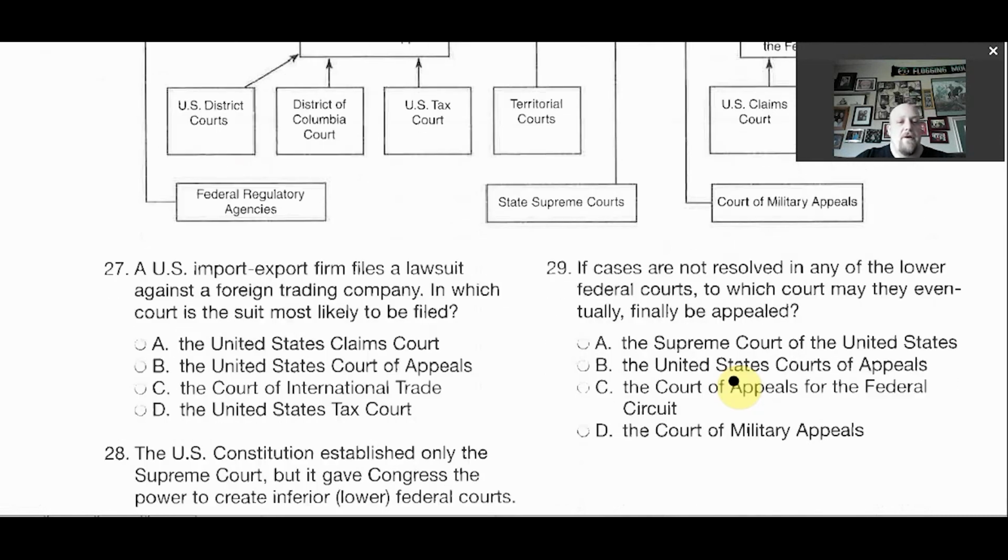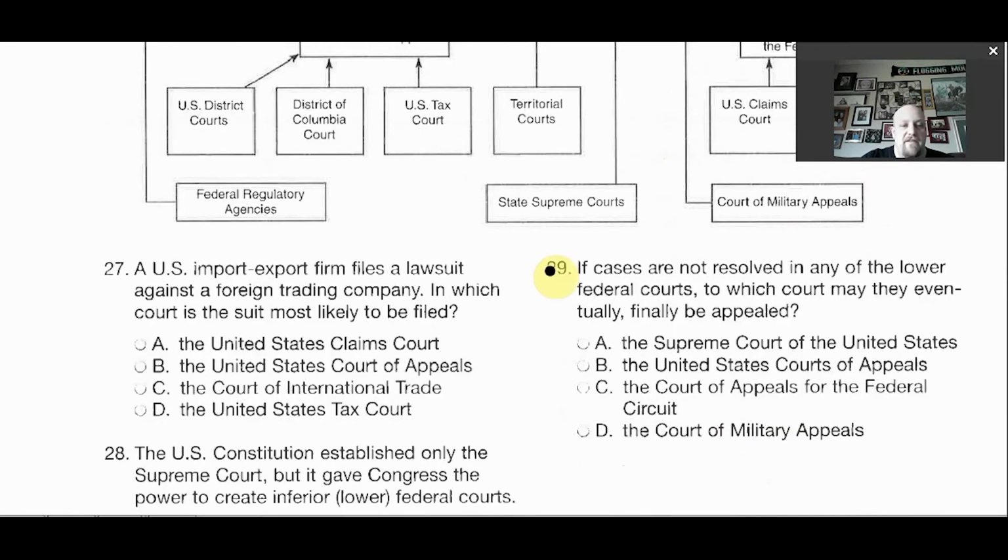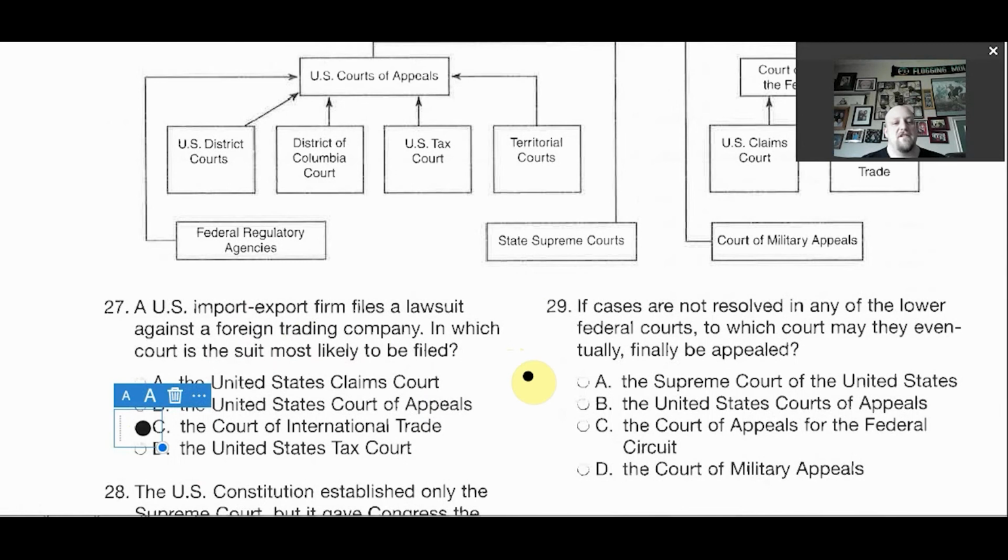So a U.S. import-export firm files a lawsuit against a foreign trading company. In which court is a suit most likely to be filed? So you can kind of ignore this right here and look at that, so it's an import-export, it's a foreign trading company. You're going to go with the Court of International Trade. It's just that one, you don't even have to have this diagram. You can just get the information from the question.